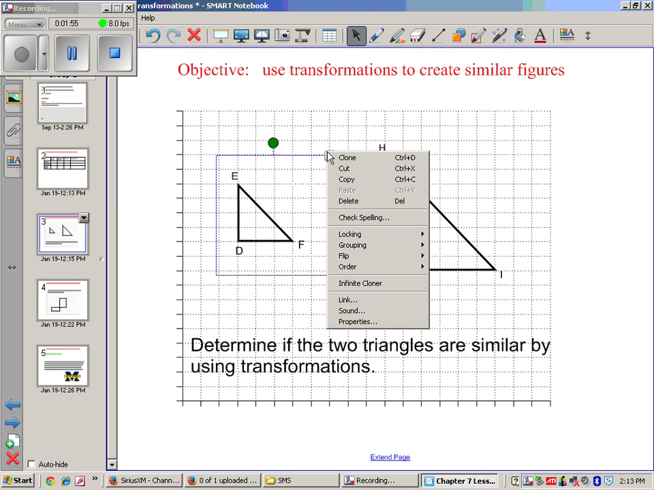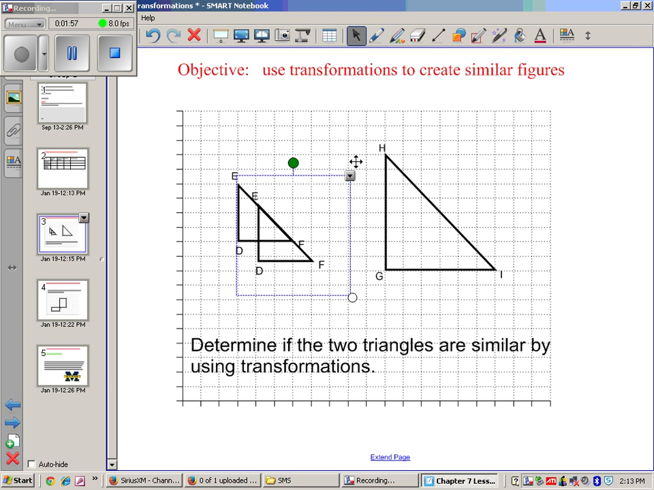We're going to clone it. There we go. DEF. And if we slid it over and down, and meshed it up point to point, it looks like we possibly could have similar triangles that way. So if we translate it, or slide it over, they are similar in shape and form.